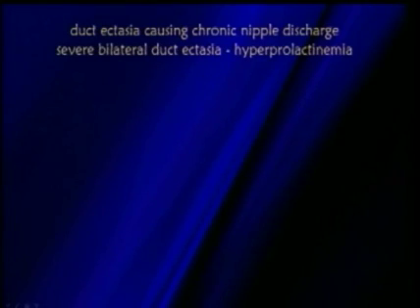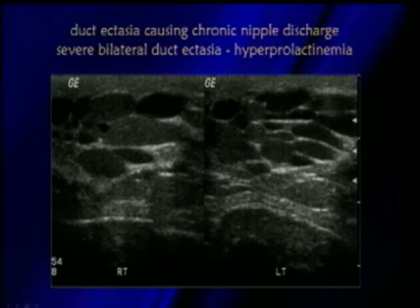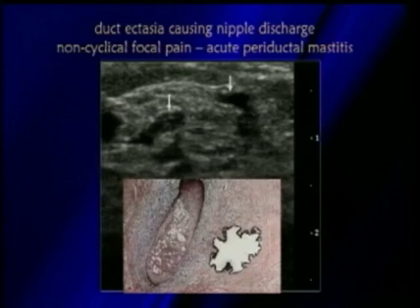Now, when we have a patient that presents with chronic nipple discharge and you see severe bilateral ductal ectasia, we need to think of hyperprolactinemia. This is scanning retroareolar on the right side and the left side, and you can just see that there is chronic ductal ectasia. There's low-level echoes within it, and this was a patient that did have hyperprolactinemia.